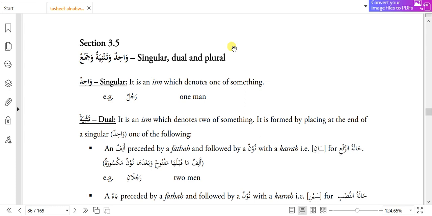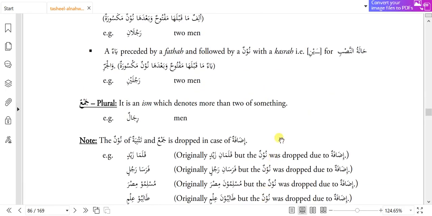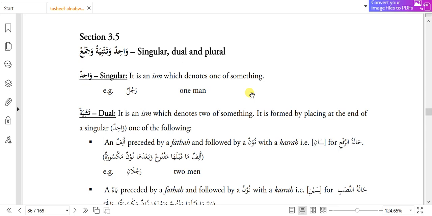This is the fourth video of Tasheel Un Nahw, where we are going to learn about Wahid Tasniya and Jama. And the Wahid Tasniya Jama chapter is already mentioned in our book in section number 3.5. But right now, following the similar earlier pattern, we are not going to learn anything from the book right now. We are going to learn about Wahid Tasniya and Jama, but right now not from the book.